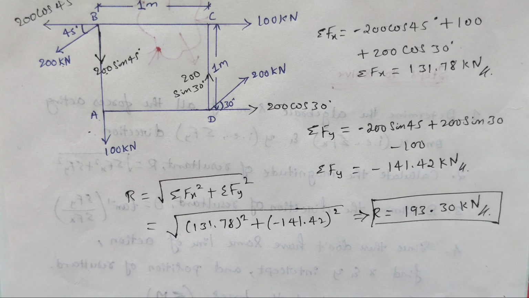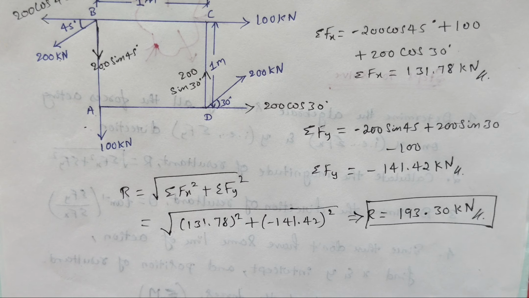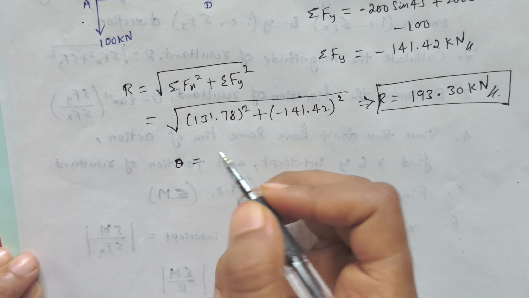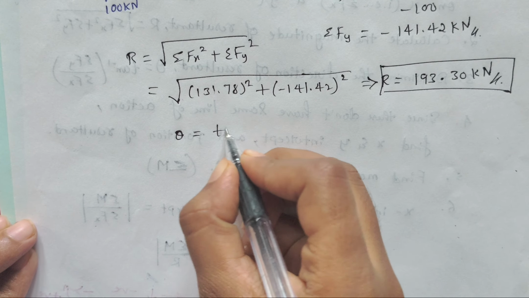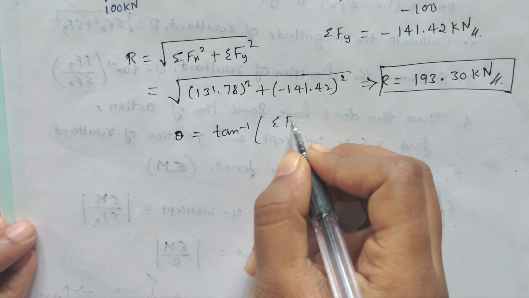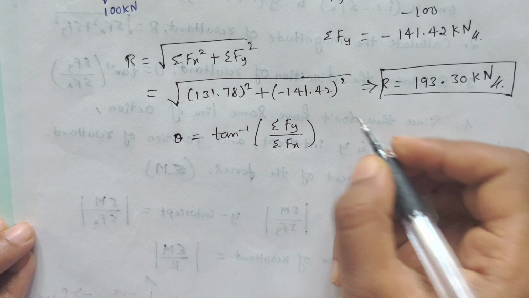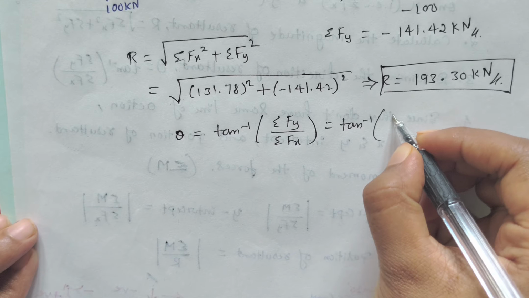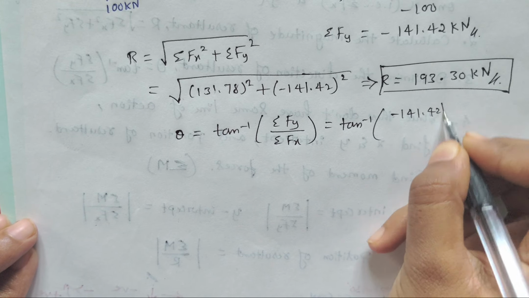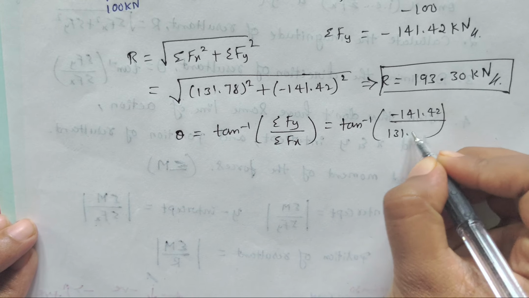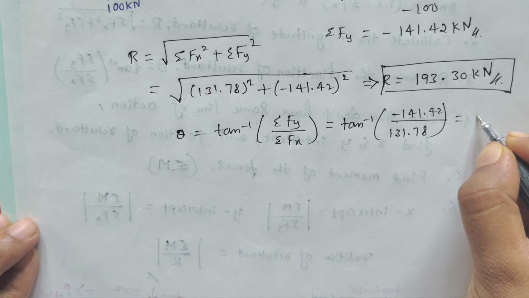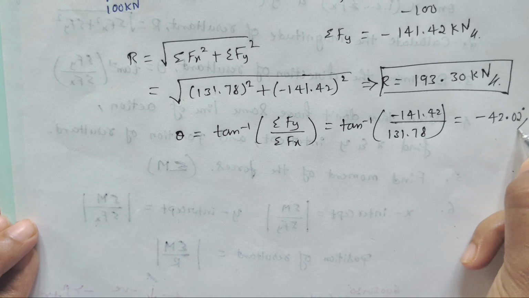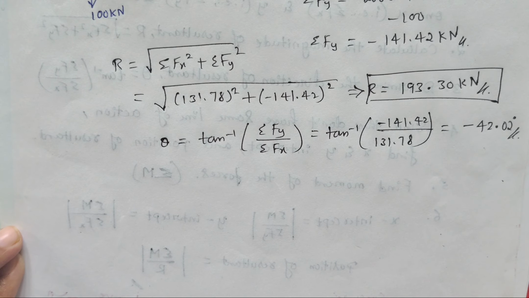Now what is the next step? We have to find the direction of the resultant, that is theta is equal to tan inverse of sigma Fy by sigma Fx. Substitute the values of sigma Fy and Fx, that is minus 141.42 divided by 131.78. You will get theta as minus 42.02 degrees. So this is the value of theta.